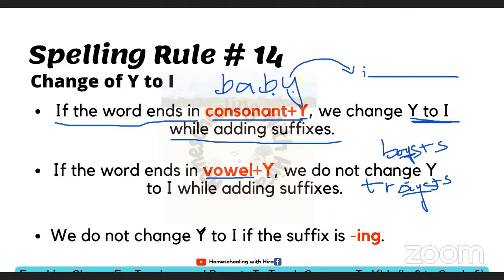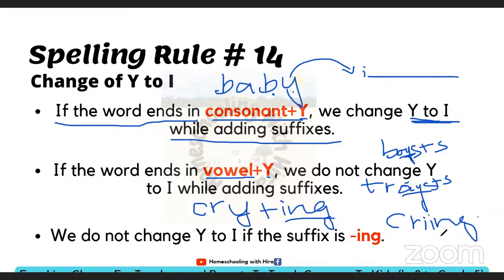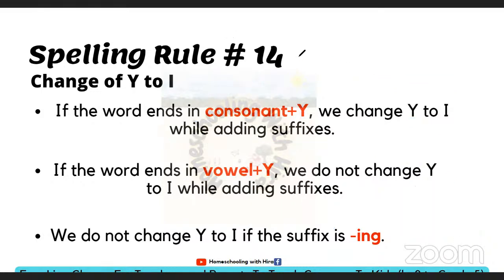ठीक? We do not change Y to I if the suffix is ing. For example, the word is cry. I want to make it crying. Now my suffix is ing. I will not change Y to I to make it CRIING. ठीक है? It looks weird. Two I's. This is another English spelling rule, that in English, two I's can never be together. ठीक है? ये भी एक रूल है कि इंग्लिश में दो I एक साथ नहीं स्टैंड करते.